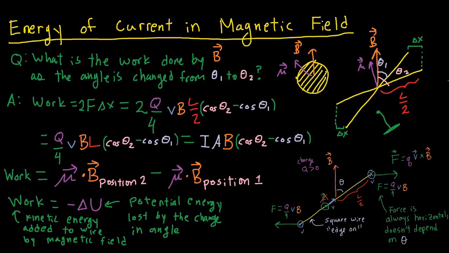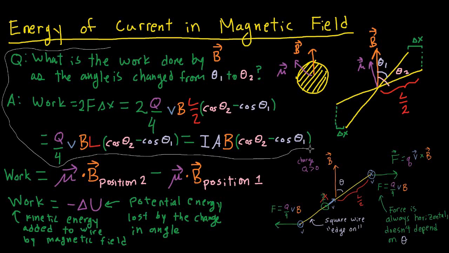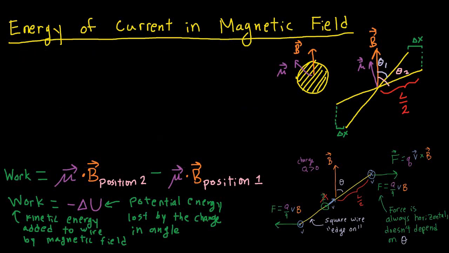All right. So, okay. Nothing too crazy. All right, so now that we have some appreciation for the physics of what's going on, we are now finally ready to write the expression for the energy of a current in a magnetic field.